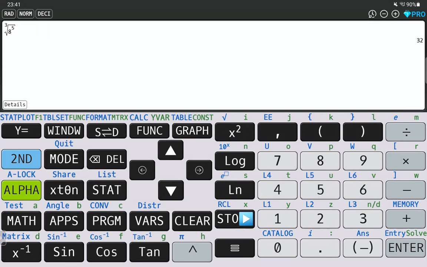And if you really wanted to, we could also do 8 to the fifth power, 32768, and now do the cubed root of 32768 and also get 32.